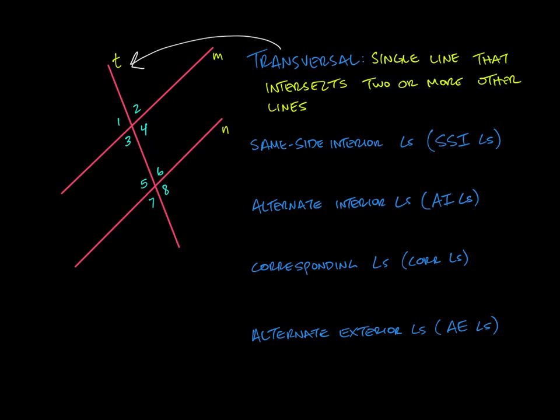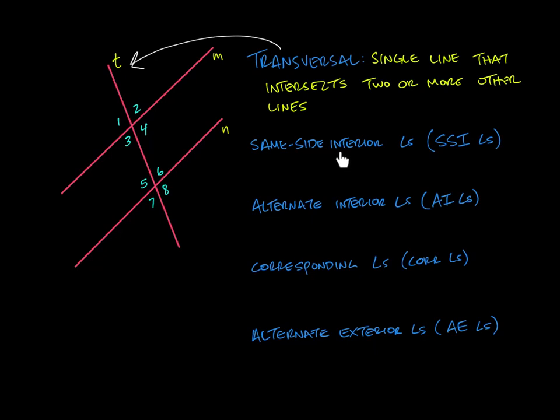So first of all, for same-side interior angles, if you look at the name same-side interior, that is really telling you what these angles have in common. When it says same side here, we're referring to the transversal. So we are looking for two angles that are on the same side of the transversal. My transversal here is somewhat vertical, so I'd be looking for two angles that are over on the left side or two angles that are over on the right side.